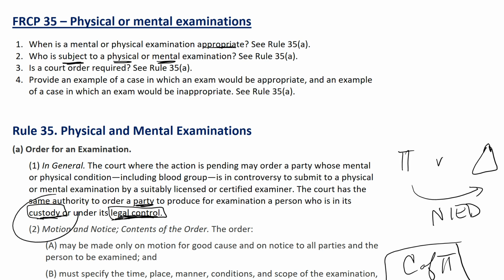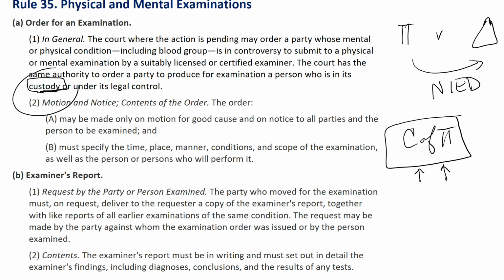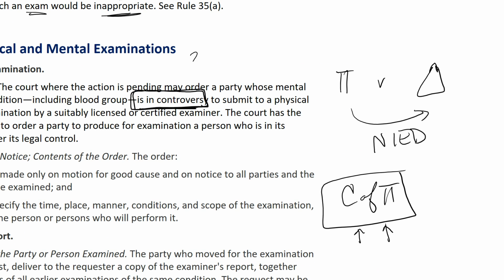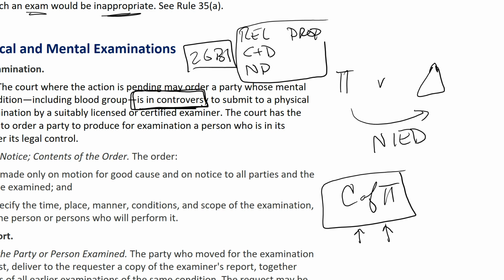All right. Is a court order required? We've already noted that. All right. Provide an example of a case in which an exam would be appropriate, and an example of a case in which an exam would be inappropriate. Well, here we have to pay close attention to the words "mental or physical condition is in controversy." And that's a pretty discerning standard. That probably is even narrower than Rule 26(b)(1). Remember, Rule 26(b)(1) requires relevance to any claim or defense, not privilege, and proportional, okay? So at a minimum, discovery always has to meet all of these 26(b)(1) conditions.